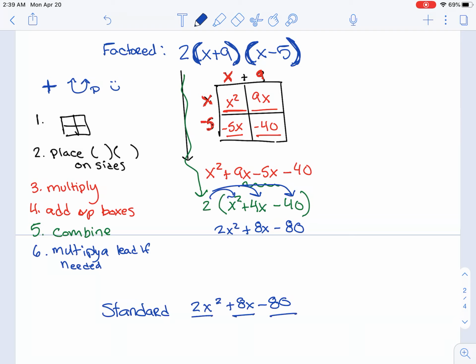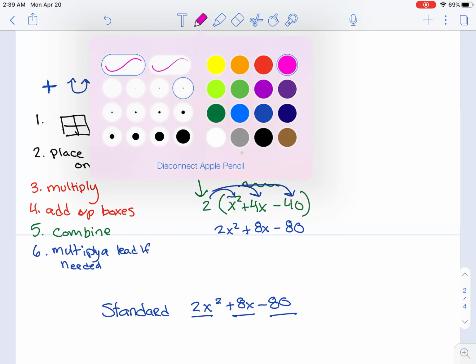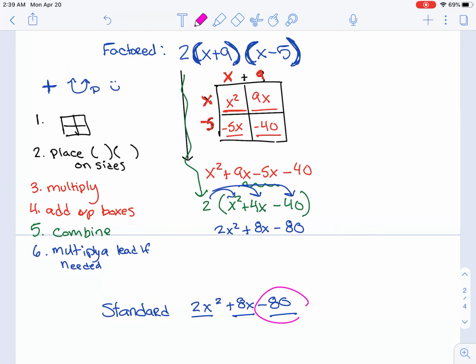Notice it's 1, 2, 3 pieces. The most special piece of this form is the negative 90. It's my y-intercept. We list that in parentheses. The negative 90 represents the y, and the x's are zeros.